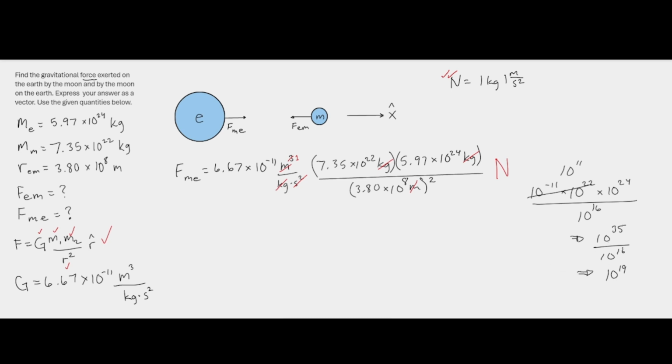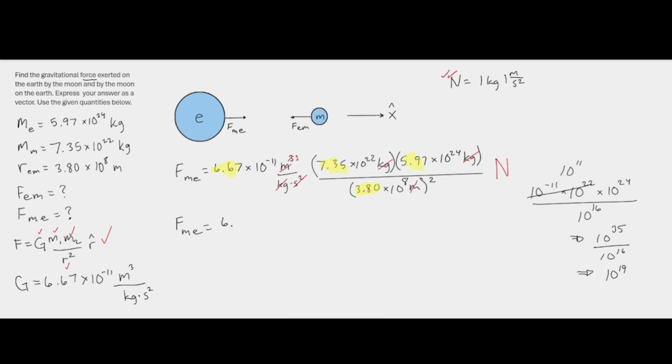So this 10 to the 19th is my one piece of this force. So now I have the force of the mass on the Earth, and now all I have left are these numeric values. So I have this one, 7.35, and I have to remember this 3.80 is squared. So I have this one. So now I can combine these together. So let's see what I have here.